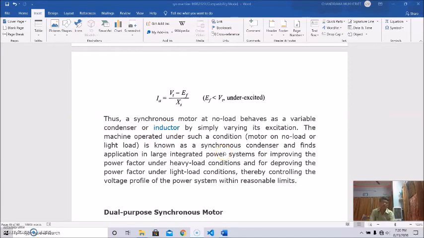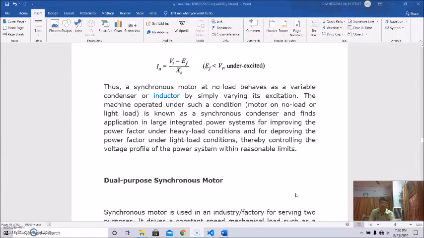A motor on no load or light load is known as a synchronous condenser, and finds applications in large integrated power systems for improving the power factor under heavy load conditions, and for decreasing the power factor under light load conditions, thereby controlling the voltage profile of the power system within reasonable limits.